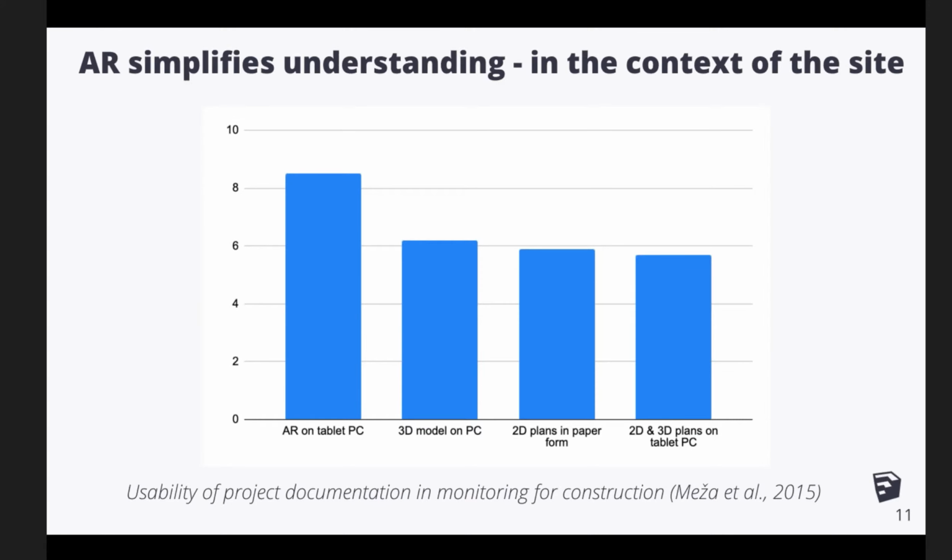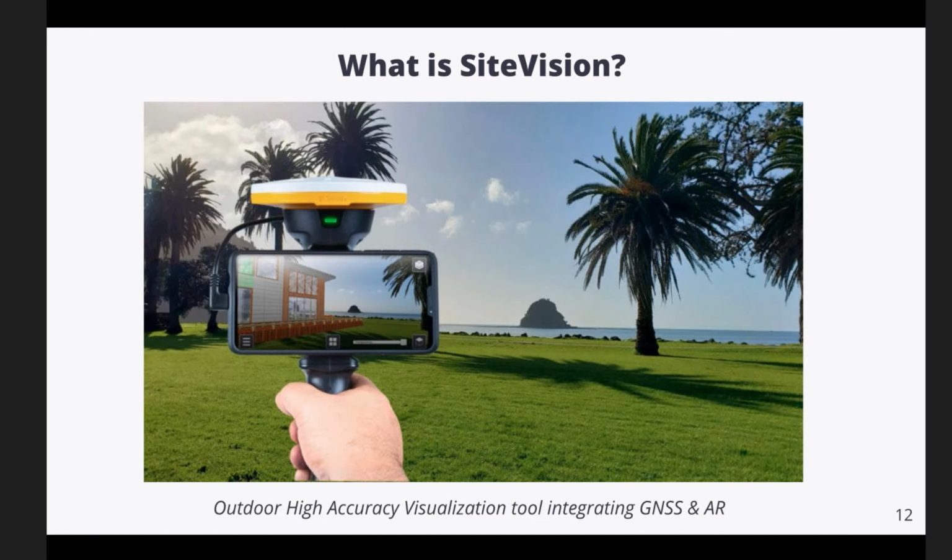A survey that was performed amongst civil engineers and architects during a research project on measuring the potential of augmented reality in the AEC industry showed that they prefer using AR on a tablet for project documentation instead of other alternatives, such as a 3D model on a screen or 2D plans on paper, and that is exactly what Trimble SiteVision is. Trimble SiteVision is an outdoor high-accuracy augmented reality system that extracts added value from your existing data and workflows using GNSS, or more commonly known GPS, allowing you to bring your models in the field.